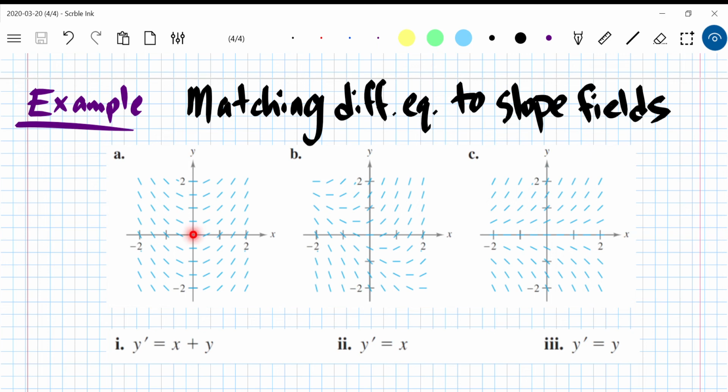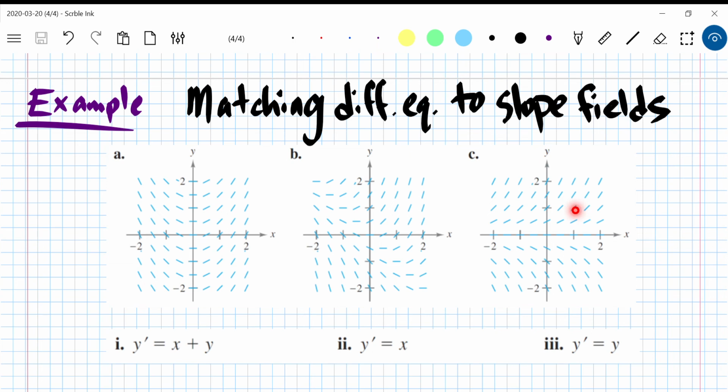Like say if I look at the point 0, 0 in all of these, well, they all have a slope of 0. And that wouldn't help me identify which one's which. Because if I plug 0, 0 into each one of these three, they're all the same answer. So I look for spots that are different. And if I'm finding any, let's just look at 1, 1.